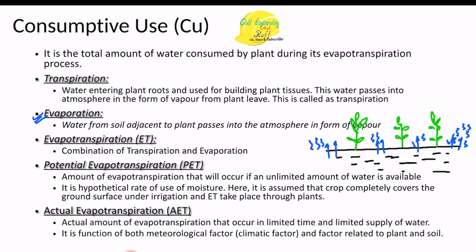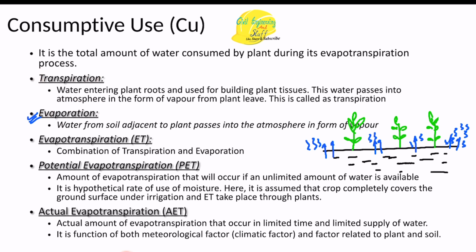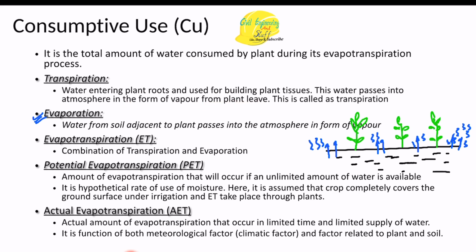Okay, you can see if these are our plants, whatever water is lost in the form of vapor through the adjacent soil is what we call evaporation. Transpiration is that the water entering plant roots and used for building plant tissues, this water passes into the atmosphere in the form of vapor from plant leaves. This means that there is a loss of water from the adjacent soil of the plant, which we call evaporation.